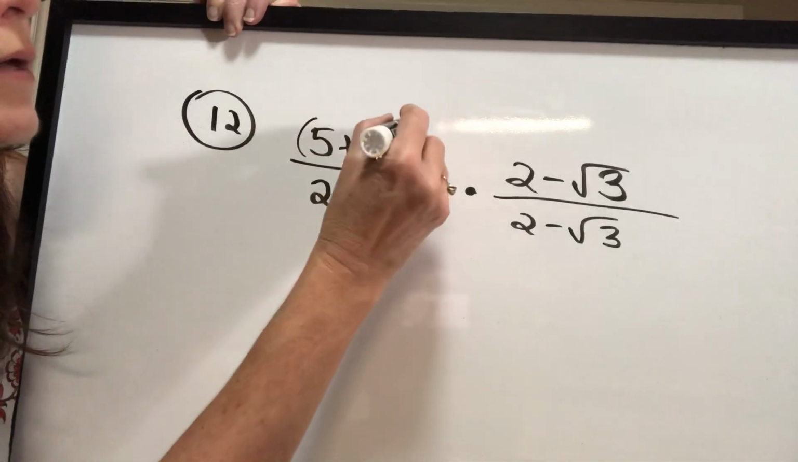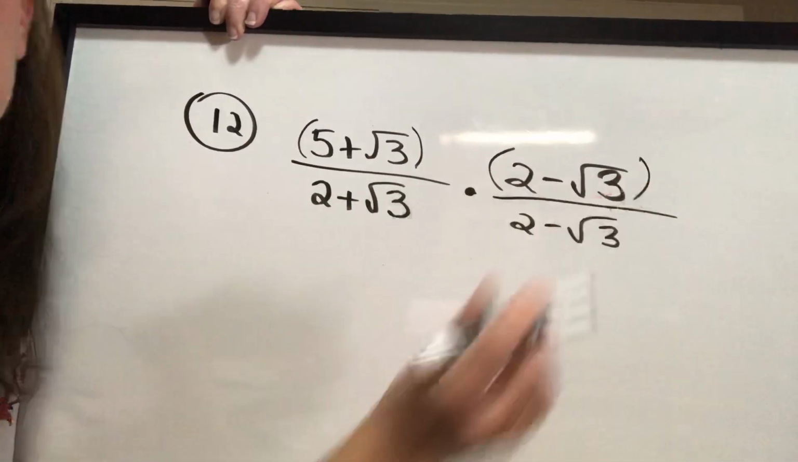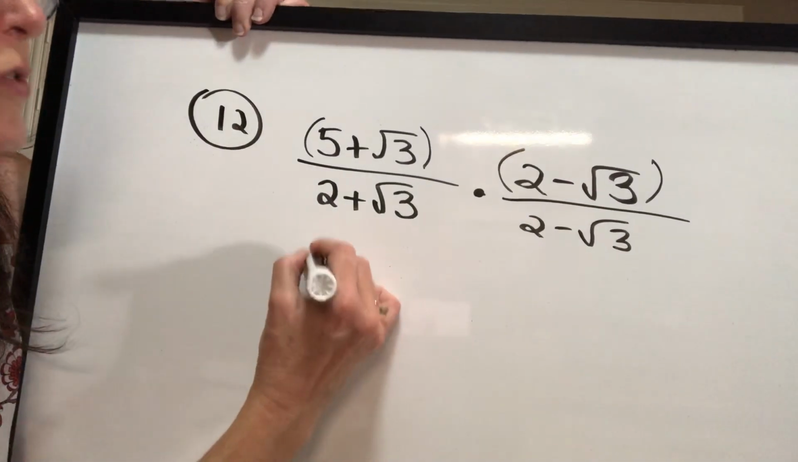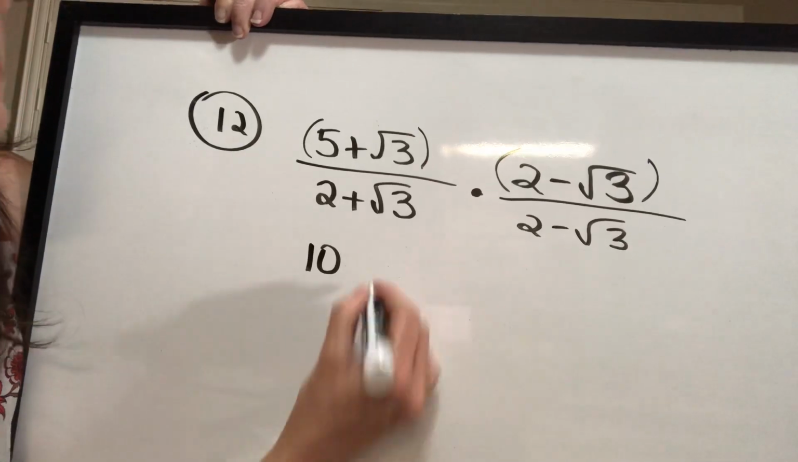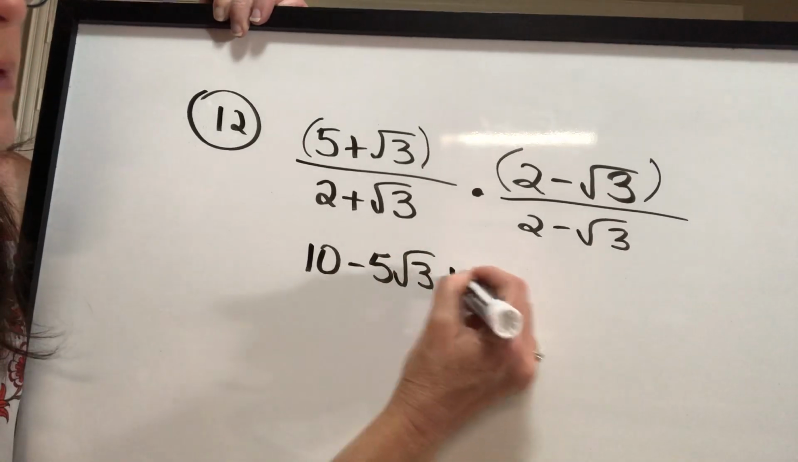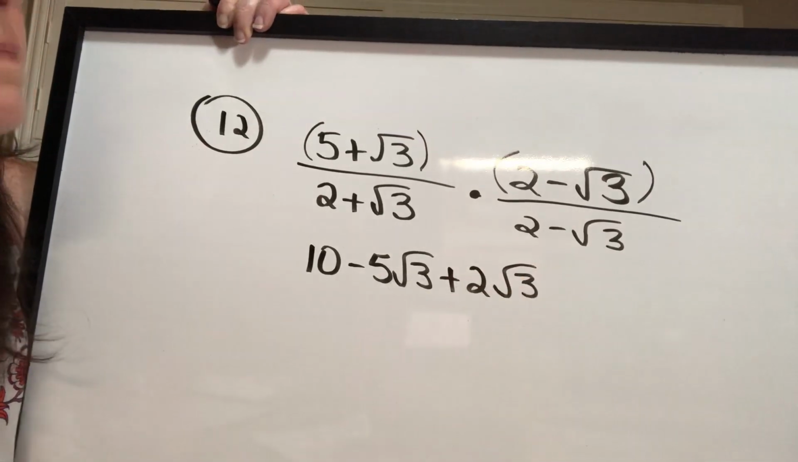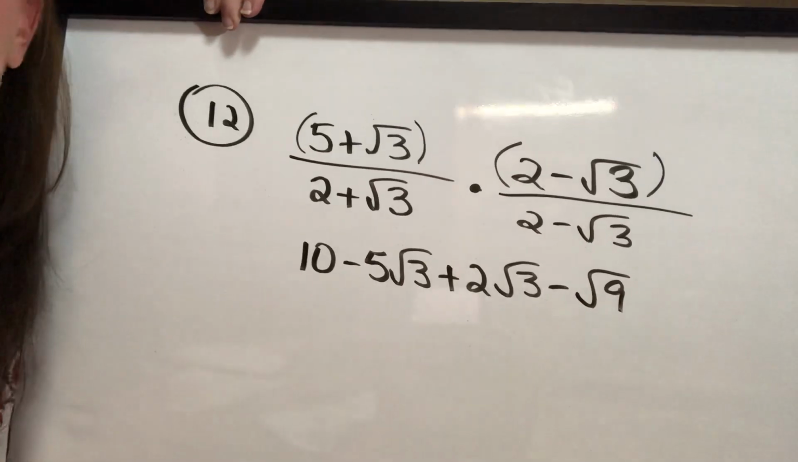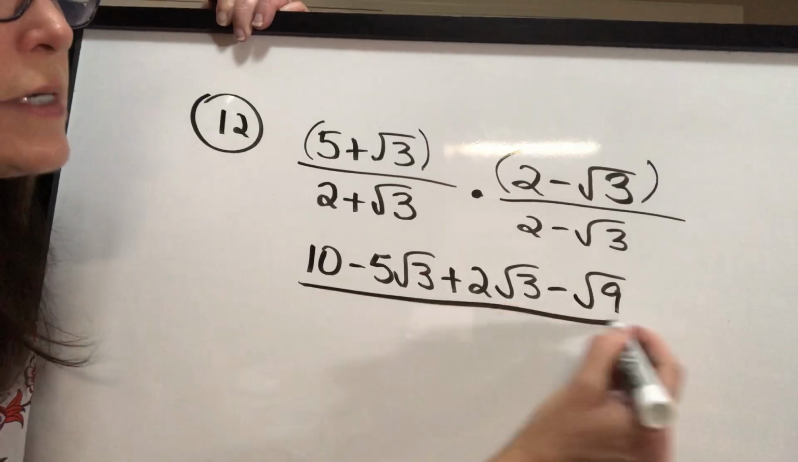So you're going to think, what are these 2 things multiplied together using the FOIL method? So first would be 5 times 2, that's 10. Outside would be negative 5 square root of 3. Inside would be positive 2 square root of 3. And then last would be negative square root of 9. And I'll simplify that in a minute once I get the denominator done.